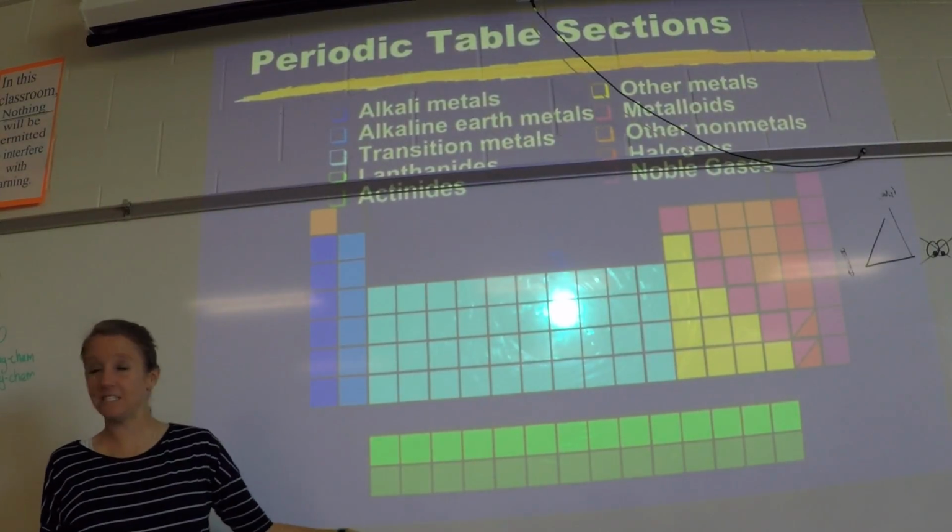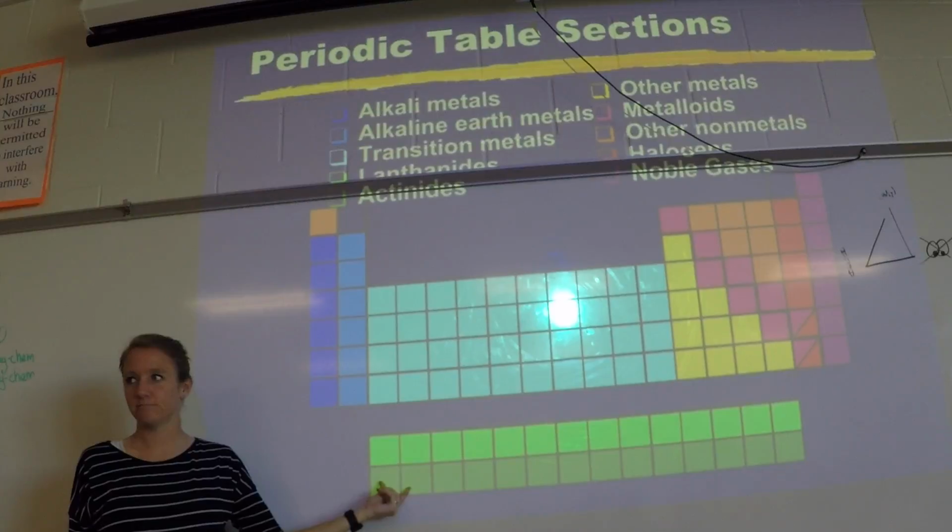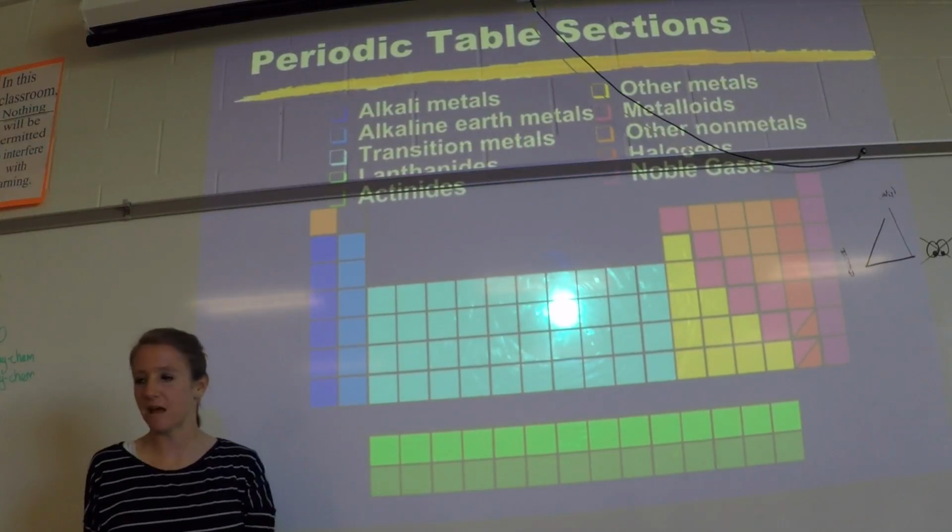Lanthanides and actinides are easy to remember if you just look at the periodic table, because the first one of this family is lanthanum. The first one of this family is actinium. Right, so they're just named after those.